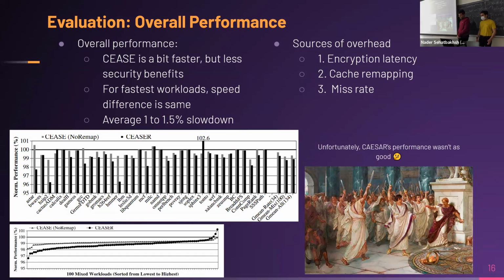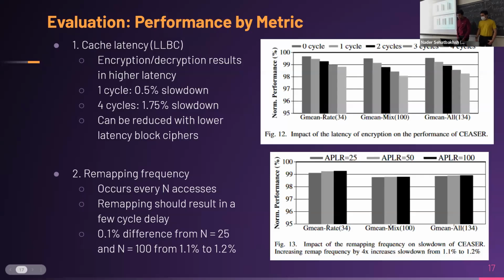And so I'm going to go through each metric right now and how it affects performance. Talking about performance by metric, we can start first with the cache latency. The cache latency results from encryption and decryption taking a few more cycles. So we can see that if it took 1 cycle, there's a 0.5% slowdown. And if it took 4 cycles, there's a 1.75% slowdown.